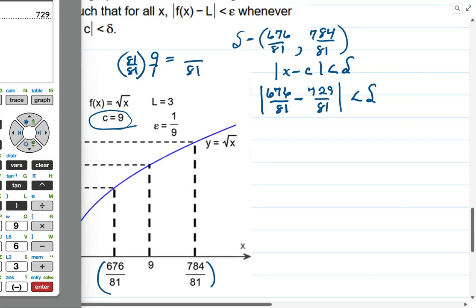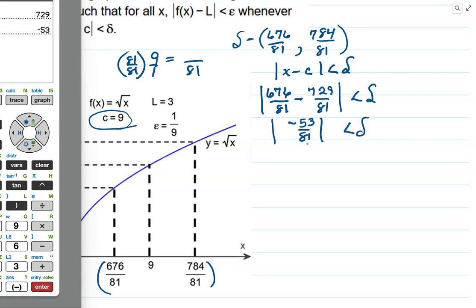So I'm going to enter only my numerators because the denominator does not change. Is that okay with everyone? Correct. All right. 676 minus 729. So delta is less than that number for the first group. Now we're going to do the second one.